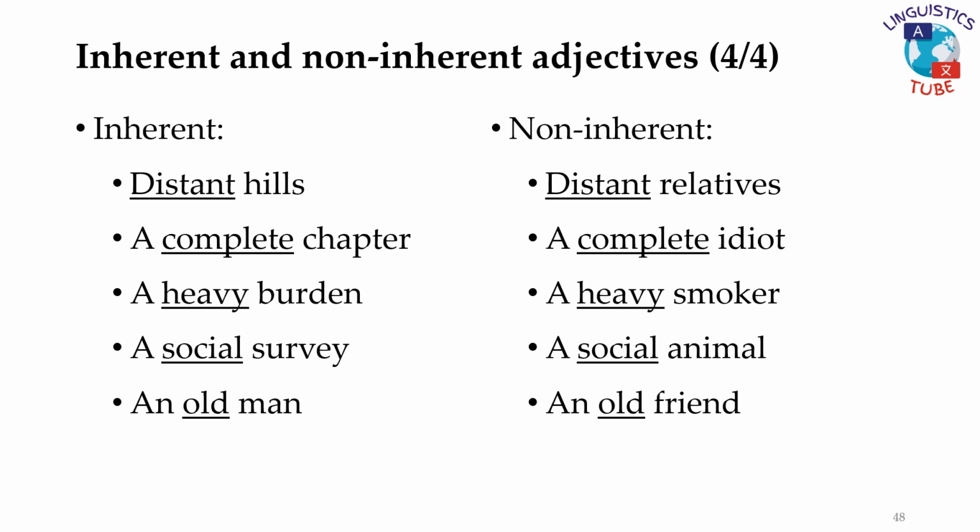Therefore, it is non-inherent. This is true for the others. A complete idiot is not an idiot who is complete, because now complete has its more basic meaning of finished, not the metaphorical meaning. And an old friend is not a friend who is old, it is a person who has been your friend for a long time.